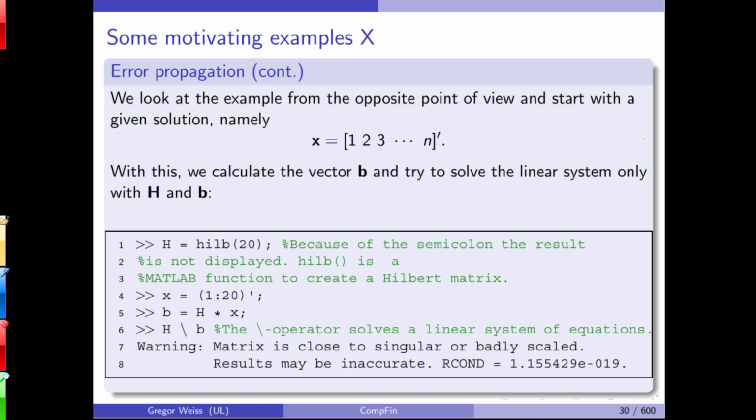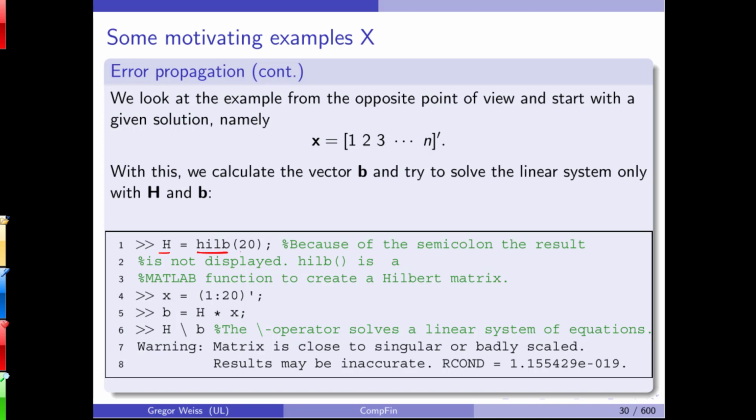Let's assume I know the solution. And as a solution, I now take x to be 1, 2, 3, 4, 5, up until n. I calculate the vector b that should give me exactly this solution, 1, 2, 3, 4, 5, 6, and so on. This is what I'm doing now.